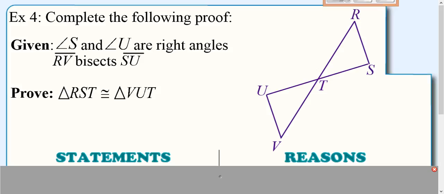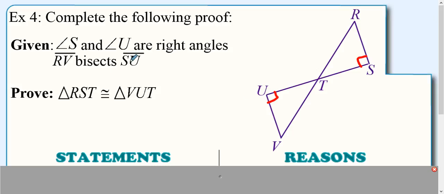So now we're going to do another proof, a full proof, writing out all the statements and all the reasons. When you're doing a proof, I always suggest that you start by marking up your triangles before you do anything else. Angle S and angle U are right angles. We can make that marking. They're both right angles. We also know that those are congruent, because all right angles are congruent. They're all 90, so they're all the same.